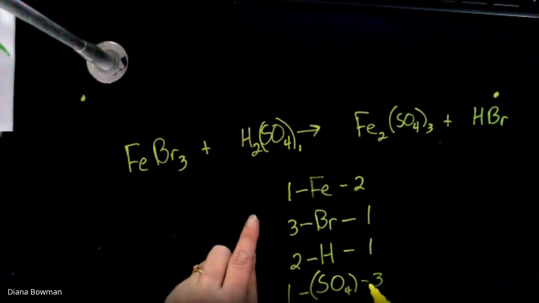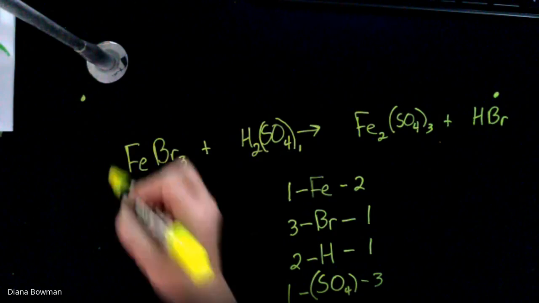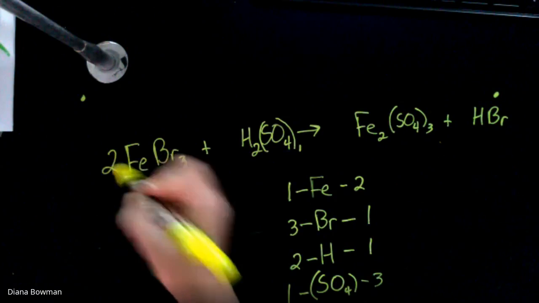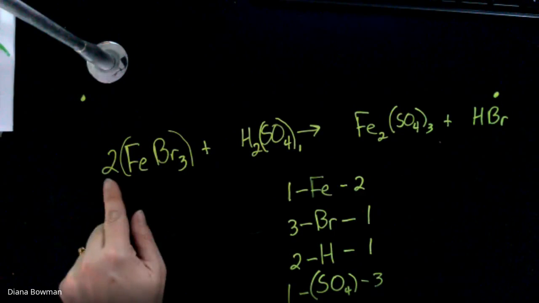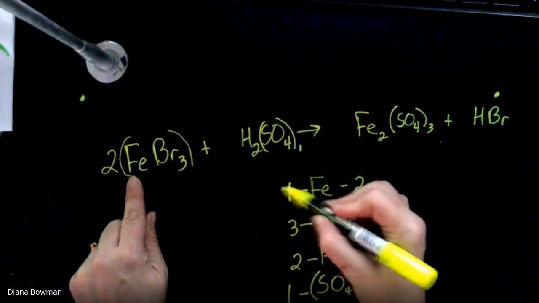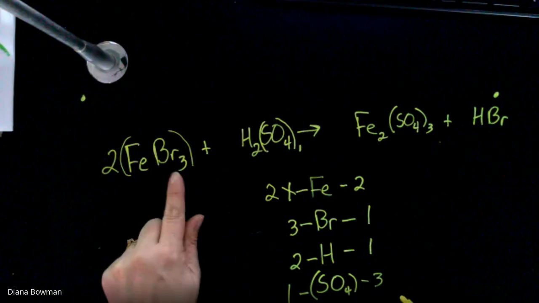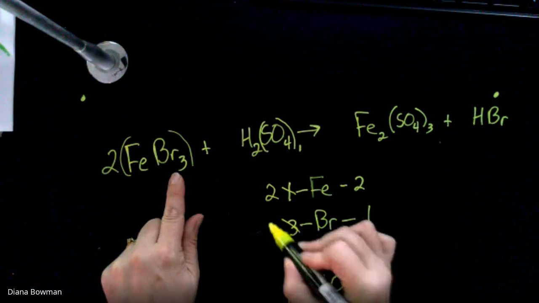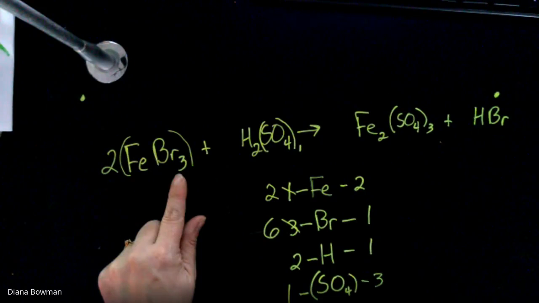How about if we go ahead and balance our irons? Okay, so I'm just going to start at the top of the list and move down, see if that helps us out. So on the iron, I'm going to put a 2 right here. And if I put a 2 there, remember that's going to be 2 times that whole quantity. So now I have 2 irons, but what else do I have? I have a 2. How many bromines do I have now? 2 times 3. Now I have 6 bromines.